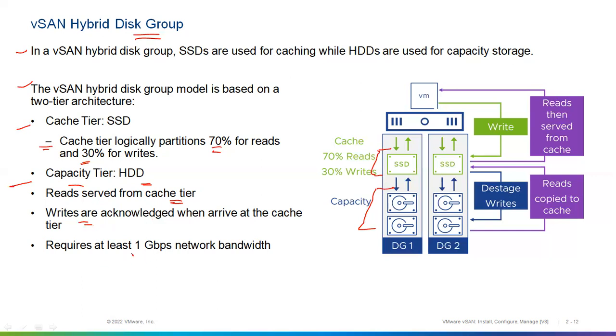It requires at least 1 GB of network across the hosts for communication. It requires 1 GB bandwidth for the vSAN traffic to go from one host to another host.